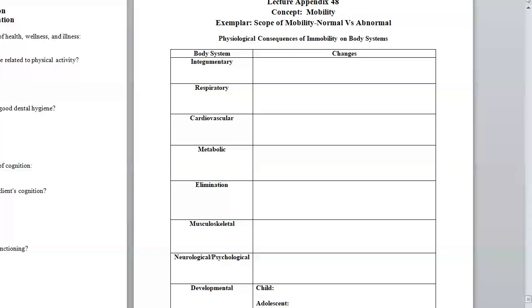Elimination: urinary stasis, reabsorption of calcium resulting in renal calculi or someone developing kidney stones, decreased fluid intake, so you have poor perineal care, and indwelling catheters could result in urinary tract infections, decreased peristalsis, so the development of constipation and fecal impaction are at a greater risk from occurring.